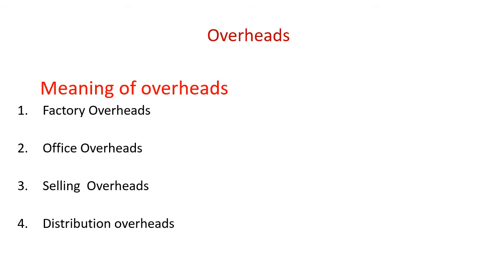Overheads are of four types. First one, factory overhead is related to production, and second, administration overhead is related to office. Next, selling overhead is related to sales, and fourth, distribution overhead is also related to sales.